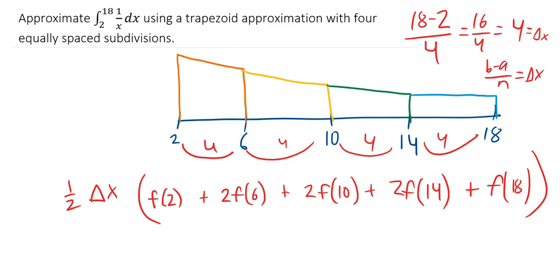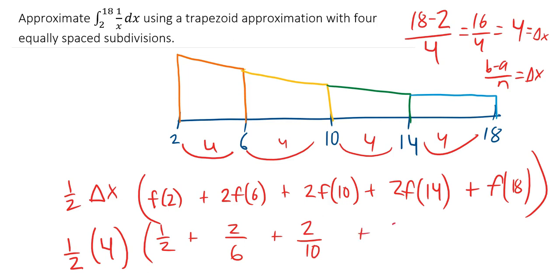Anyway, my trapezoid approximation for this is 1/2 times 4 times f of 2, plus 2 f of 6, plus 2 times f of 10, plus 2 f of 14, plus f of 18.